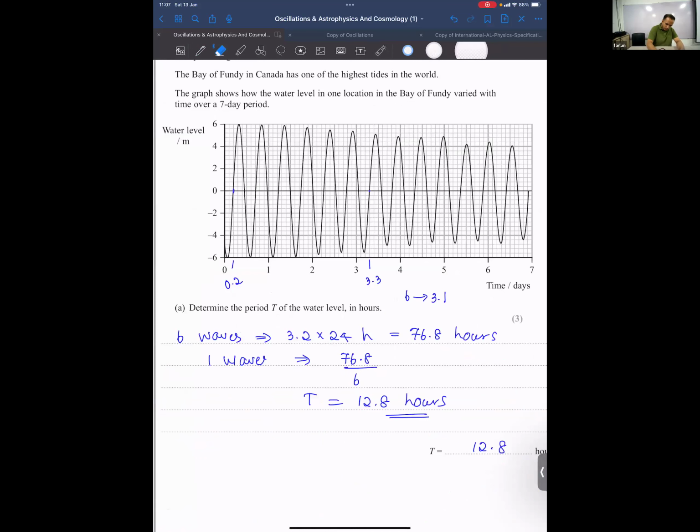3.1 multiplied by 24 hours is 74.4 hours. 74.4 divided by 6 is 12.4. I'm getting 12.4. 12.9, that's a lot. 12.4, anything around that, anyone?